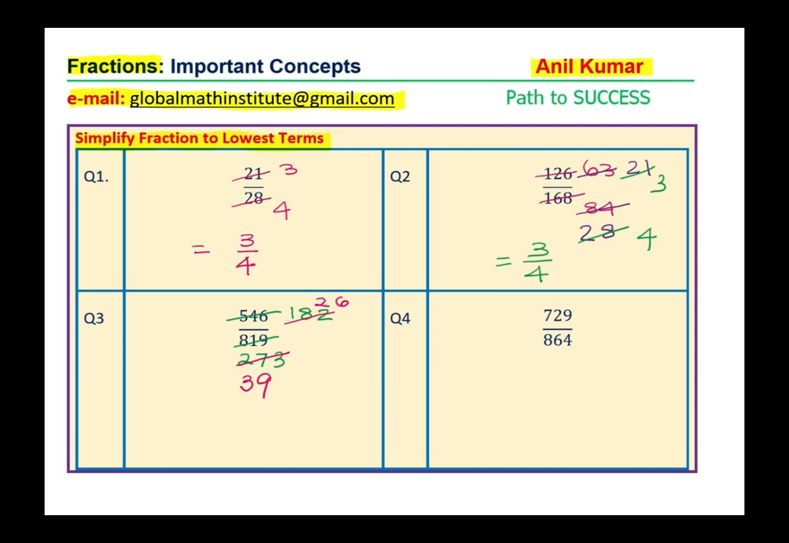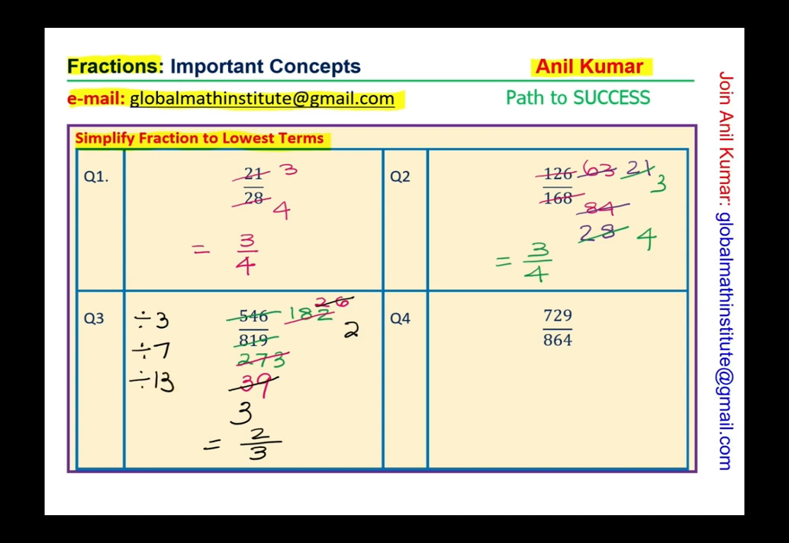Which number will divide into 26 and 39? The number which can work is 13. 13 times 2 and 13 times 3. So we get a solution which is 2 over 3. That is the simplest form, correct? So here what we did was we first divided by 3, and then we divided by 7 and then by 13 and got a result.